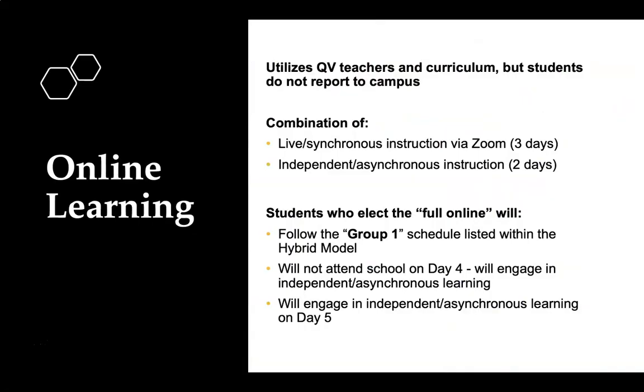The Quaker Valley High School online learning model allows students to remain at home full-time while engaging in 3 days of live synchronous instruction via Zoom and 2 days of independent asynchronous instruction. Similar to the on-campus hybrid model, the online learning model utilizes Quaker Valley teachers and curriculum. However, it allows students to learn from the safety of their homes without being required to report to campus.